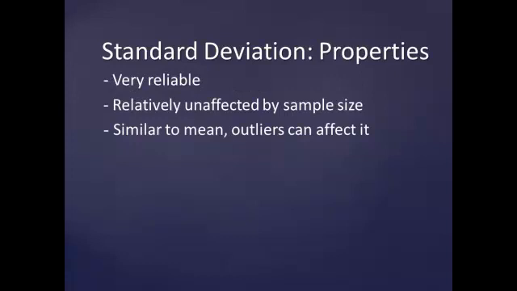The standard deviation is what we would consider a very reliable measure of variability. It is relatively unaffected by sample size, and it has some of the same properties as the mean. So if you have extreme observations, the outliers can affect the standard deviation. We'll talk more in class about what impacts standard deviation and how we can change standard deviation.